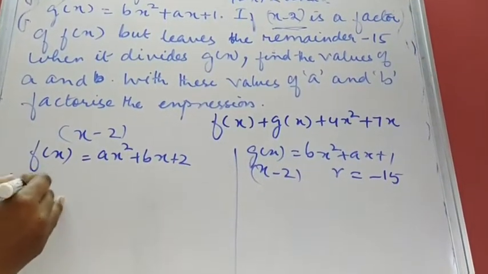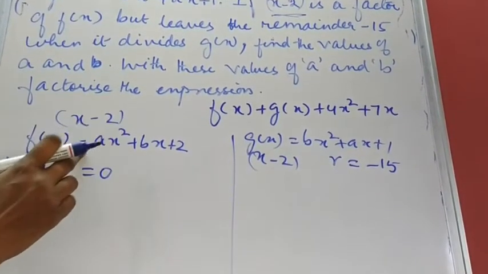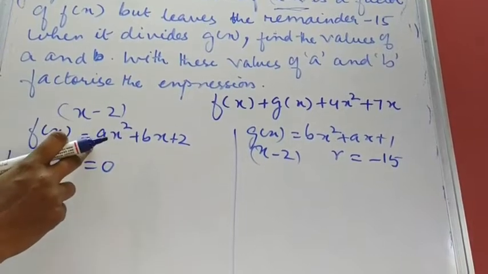So shall we begin? f of 2 is equal to 0. Why? Because x minus 2 is the factor of the given polynomial.